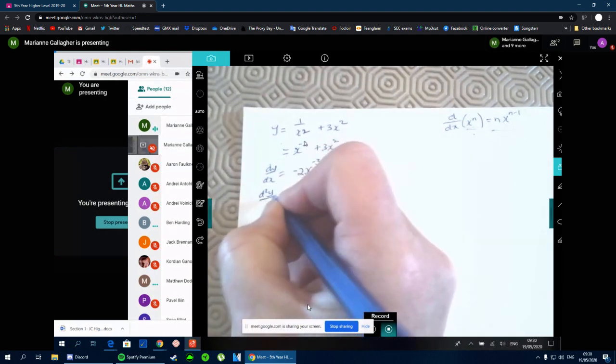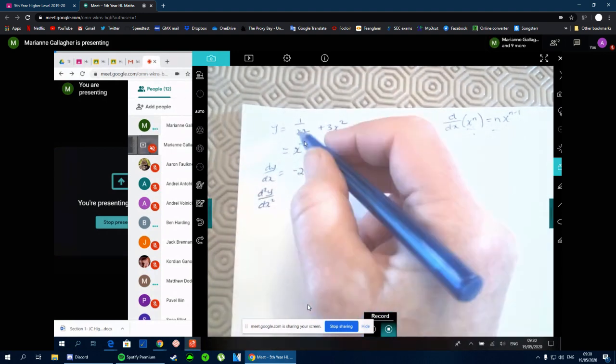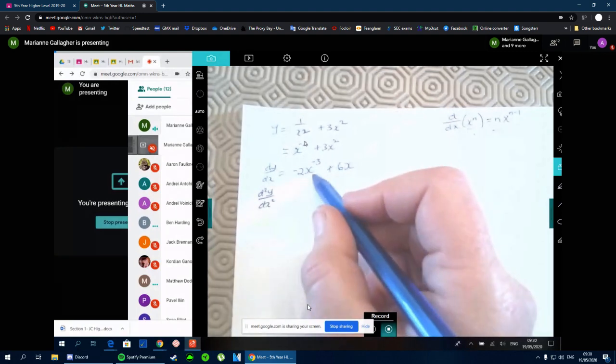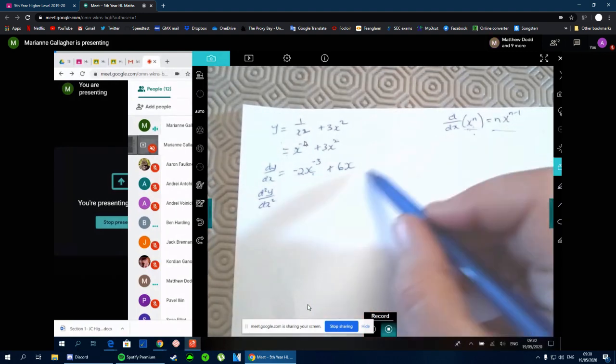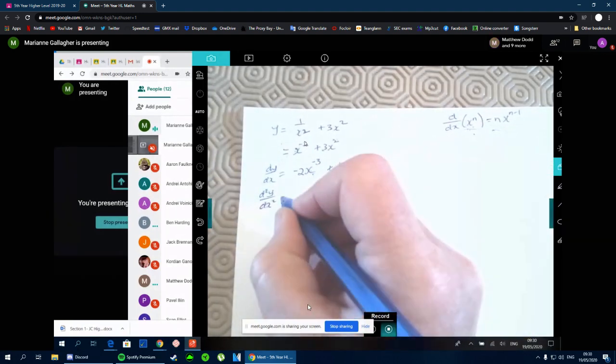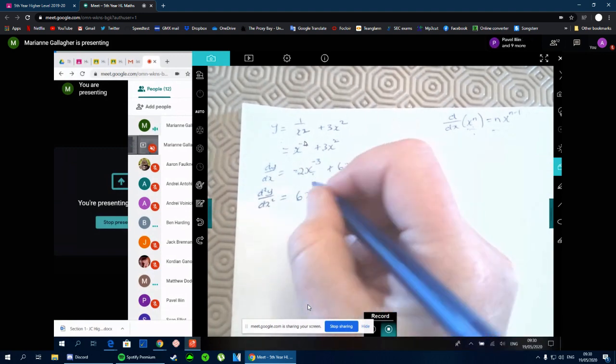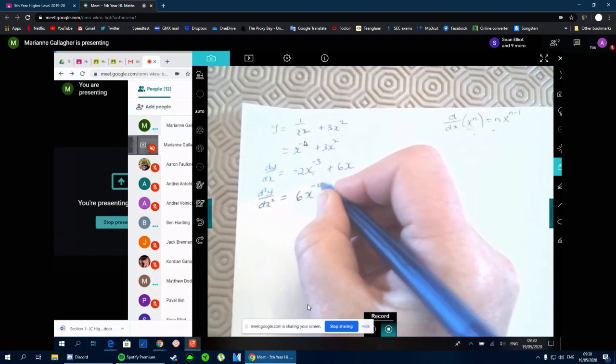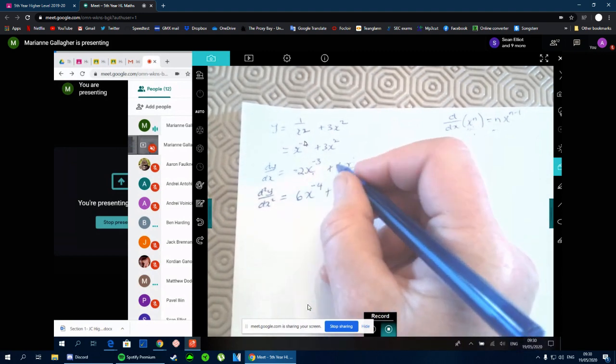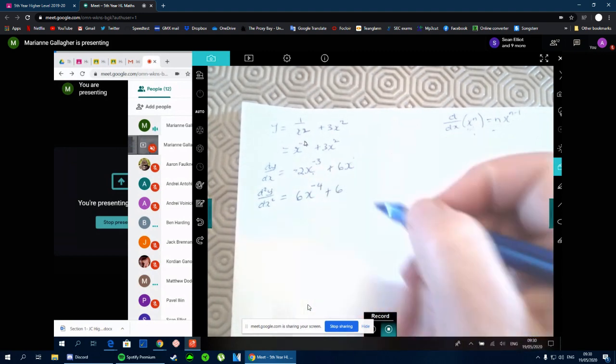Then we're going to differentiate it again. So there's no point in putting this back into that form because you have to differentiate it again. So they're both in the form of x to the power of n. So we bring down the power, minus 2 by minus 3 is 6. Take away 1, minus 3 minus 1 is minus 4. Bring down the 1, you've got 6 ones is 6. Take away 1, the power is 0.